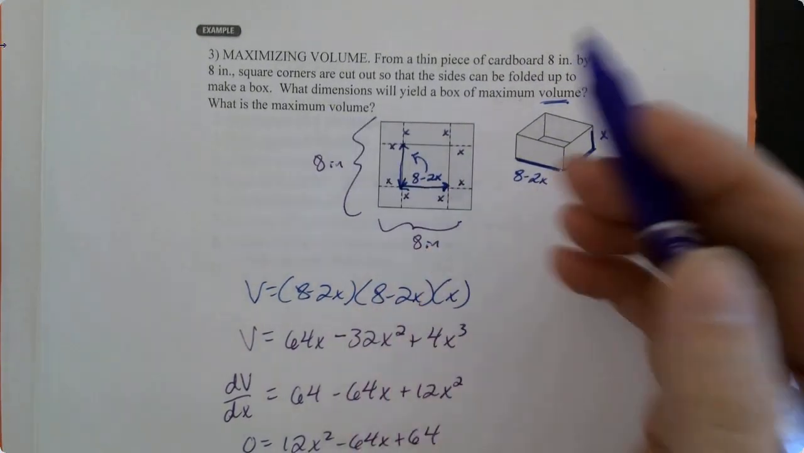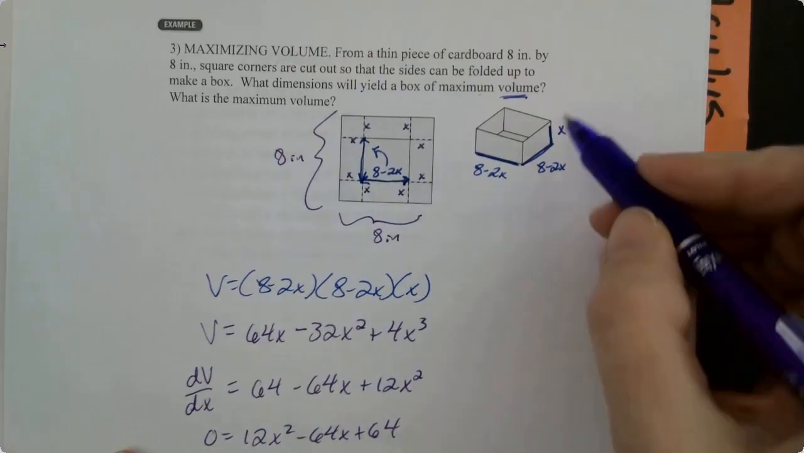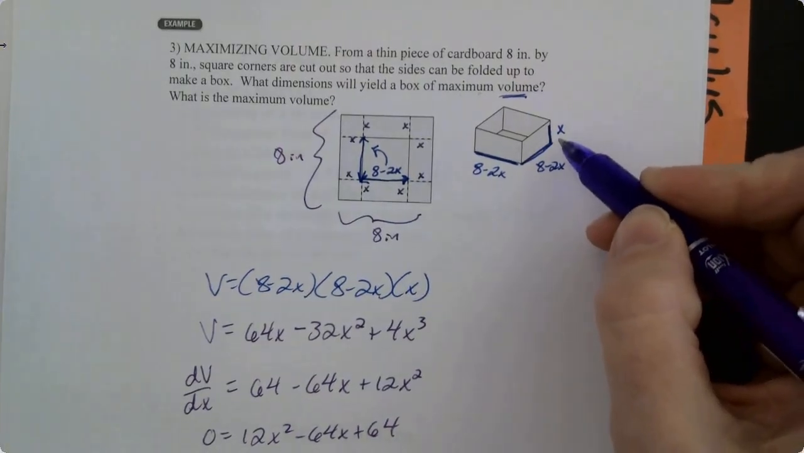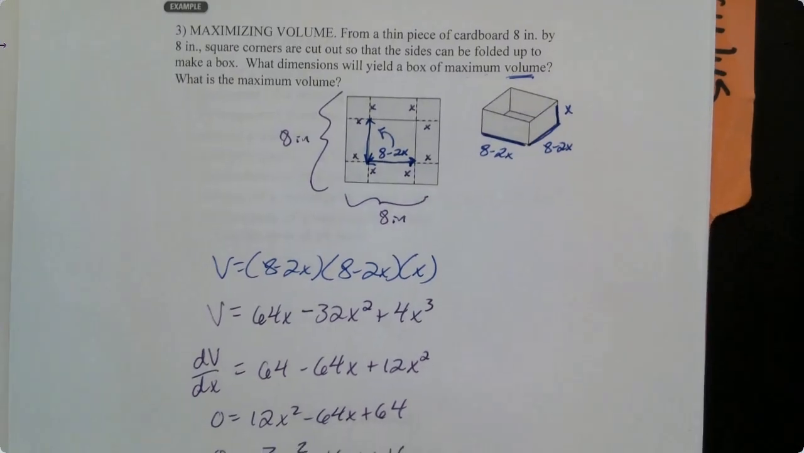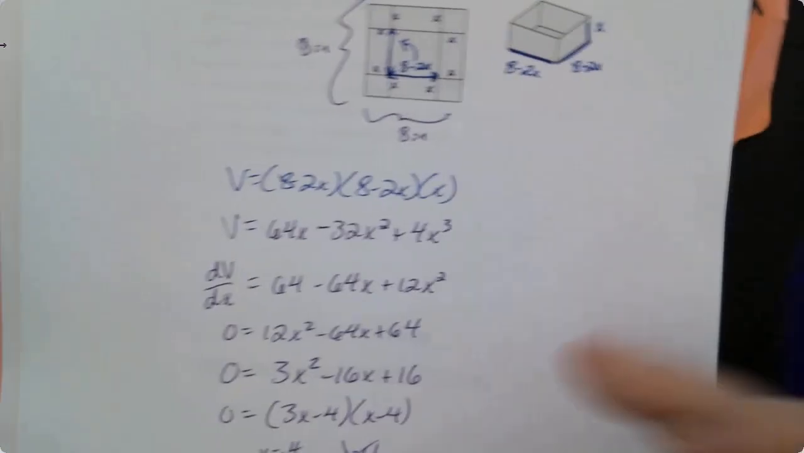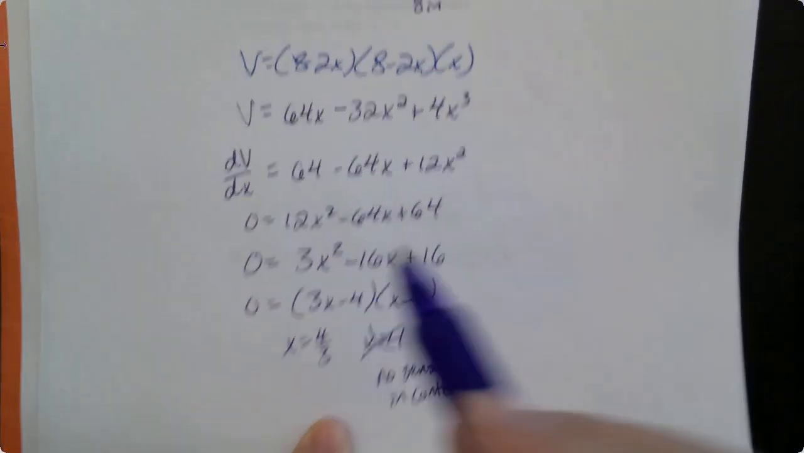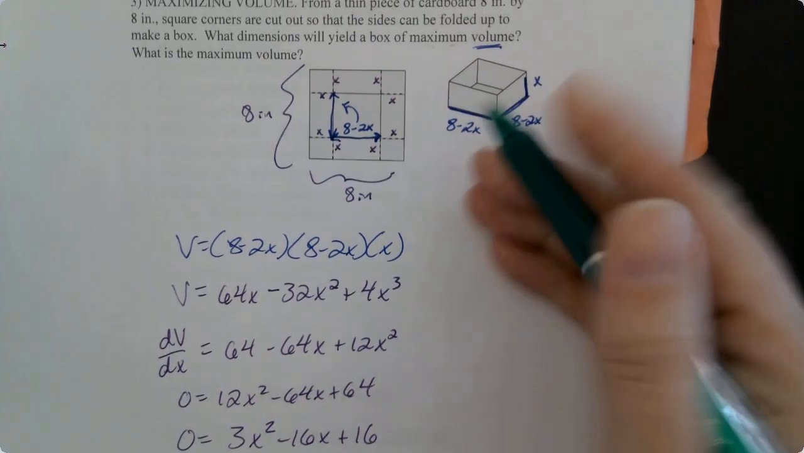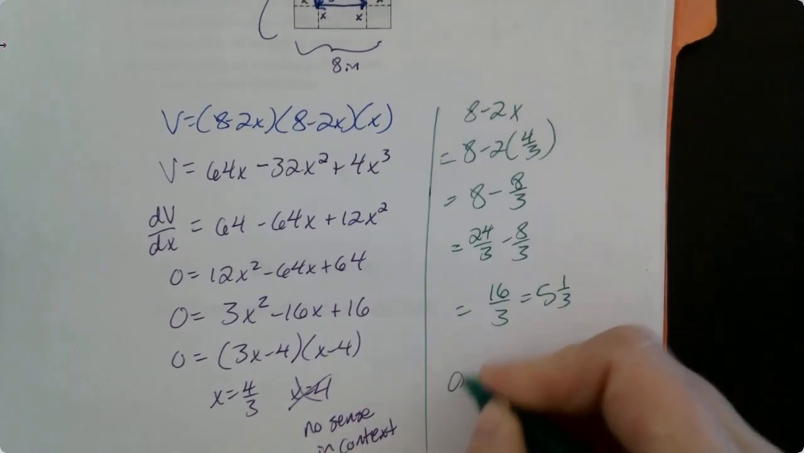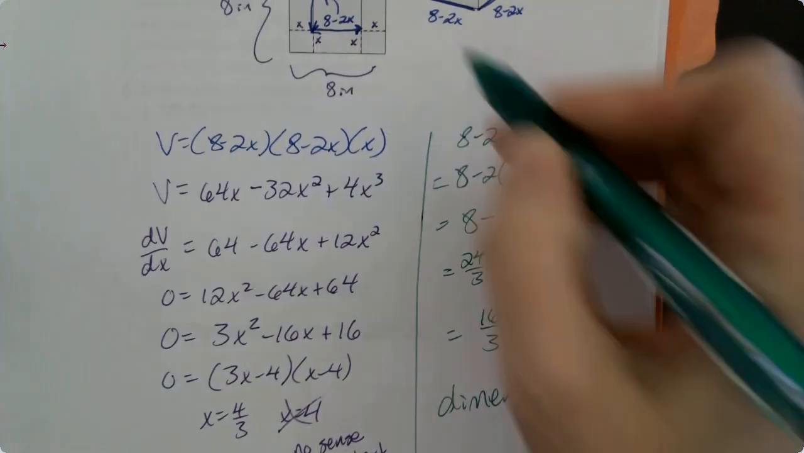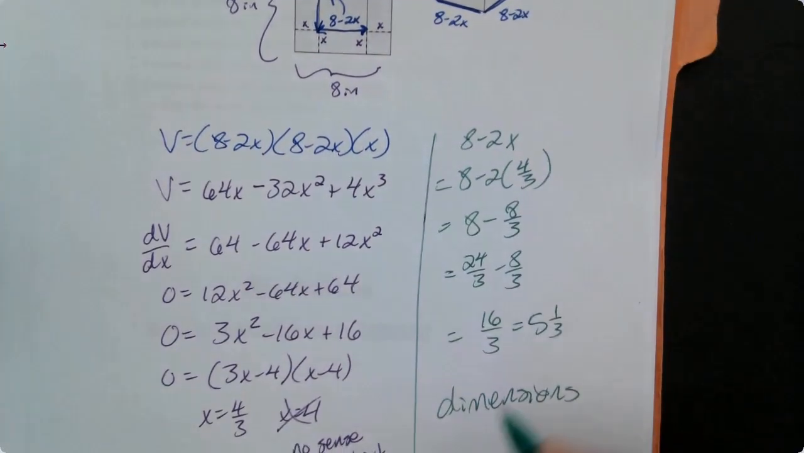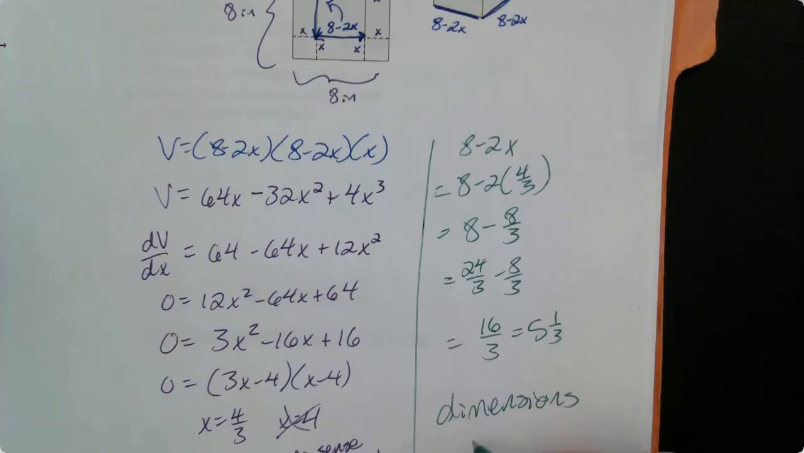Find the dimensions, okay? So we know that the x, or the height of the box, is going to be 4/3, and to find the width and the length of the box, I need to take the 4/3 for x and plug it in to the 8 minus 2x. So take a minute and do that. So the dimensions, and then we'll have to find the volume. Each width and length is 8 1/3, or sorry, 5 1/3, so we have 5 1/3 inches by 5 1/3 inches.